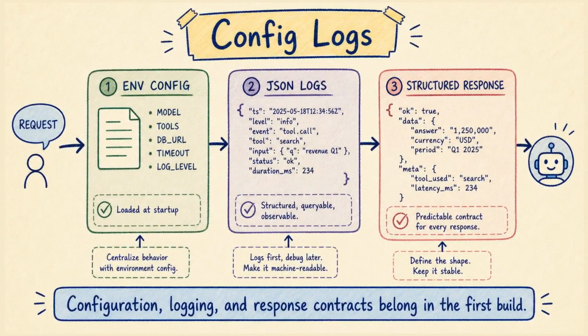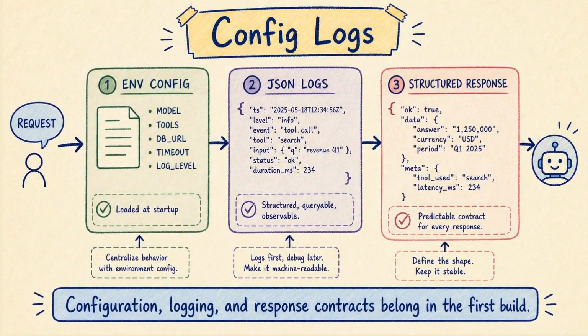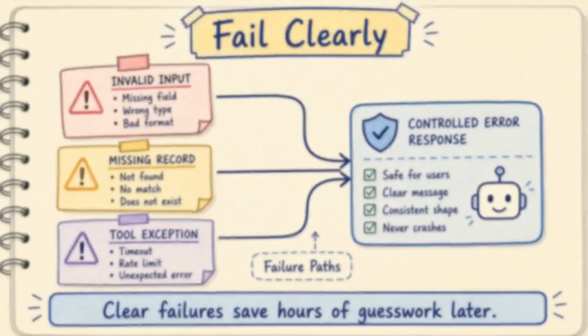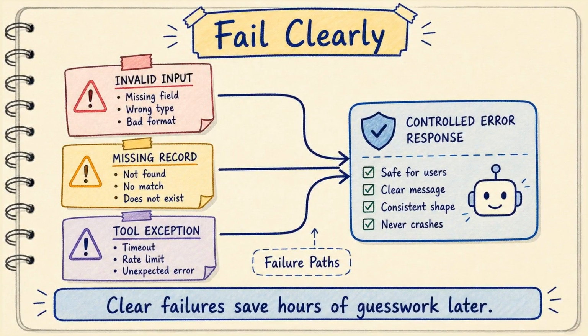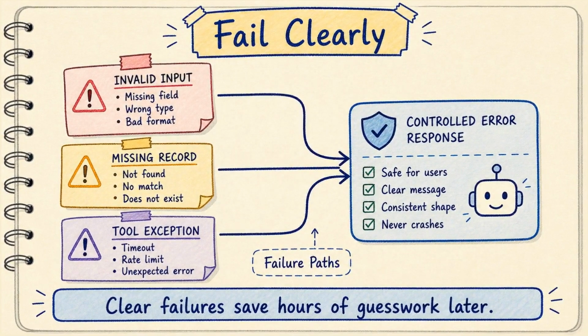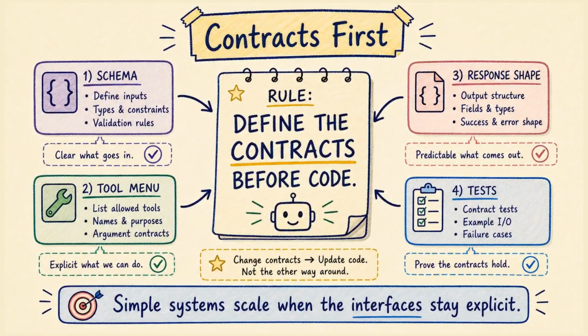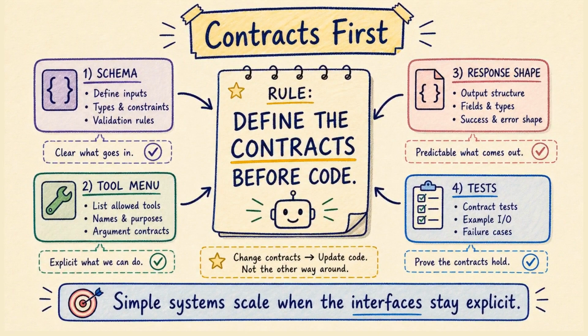We will wire environment variables for configuration, add logging that makes runs observable, and return structured response objects instead of loose strings. We will also handle the failure paths on purpose, invalid tool inputs, missing data, and tool exceptions, so the agent fails clearly instead of failing mysteriously. If you keep one rule, keep this one. Start simple, but start with contracts. Good agent systems grow from clear interfaces, not from clever chaos.